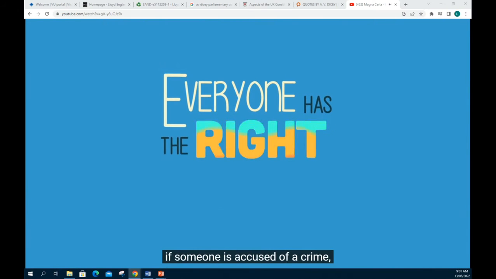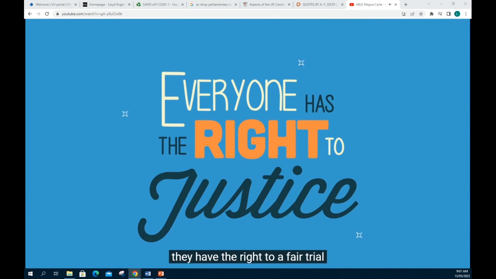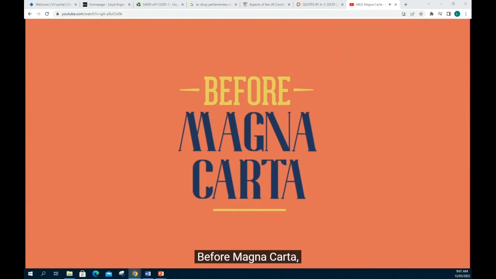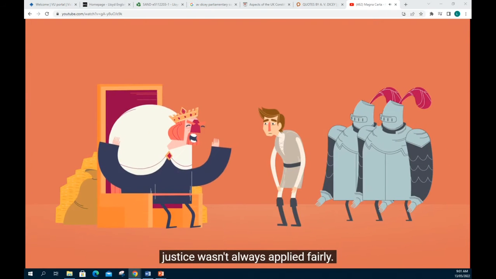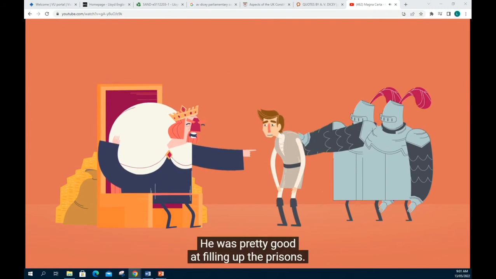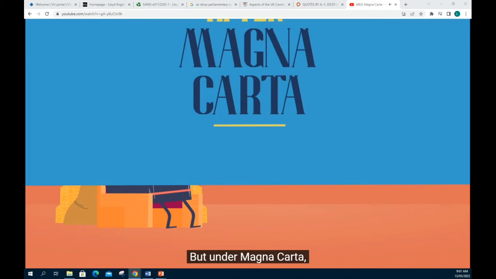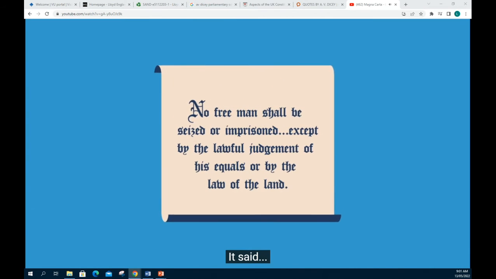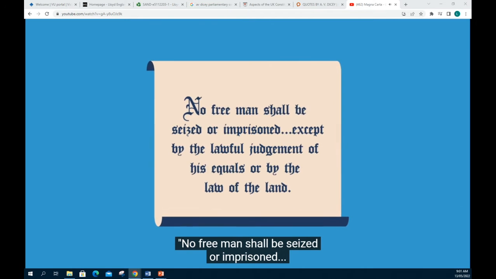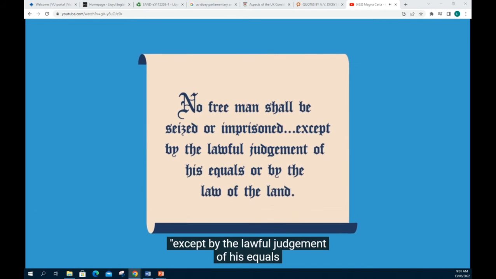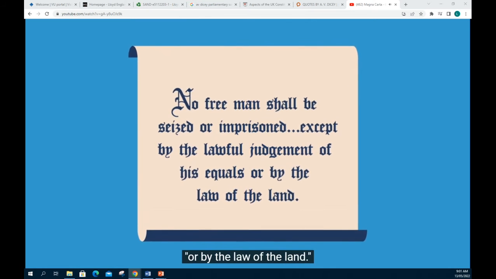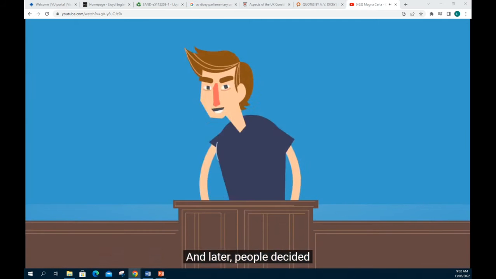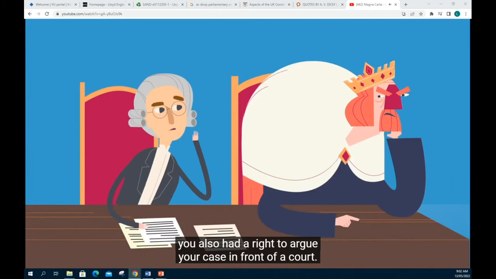We know today if someone is accused of a crime, they have the right to a fair trial, and they must be proven guilty before they can be punished. Before Magna Carta, justice wasn't always applied fairly. Remember old King John? He was pretty good at filling up the prisons. But under Magna Carta, it was no longer up to him to decide whether someone had done wrong. It said, "No free man shall be seized or imprisoned, except by the lawful judgment of his equals or by the law of the land." Now you had to have a reason to lock someone up, and later people decided you also had a right to argue your case in front of a court.